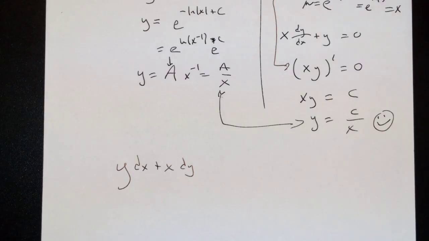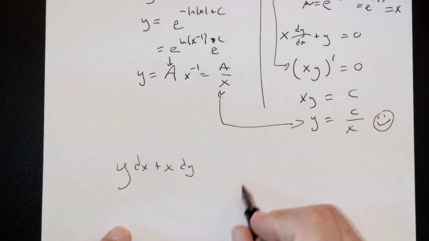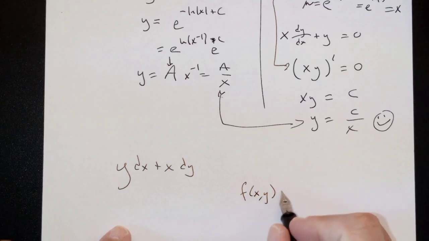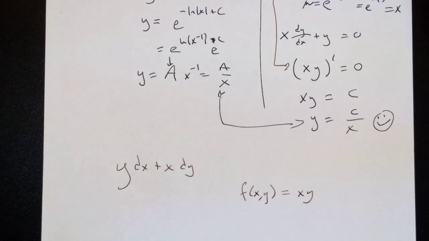Chapter 3, section 10, all the way back in Calc 1. And then a little bit later, in Calc 3, we did the chain rule in chapter 14. Let's consider the function xy as a function of two variables.